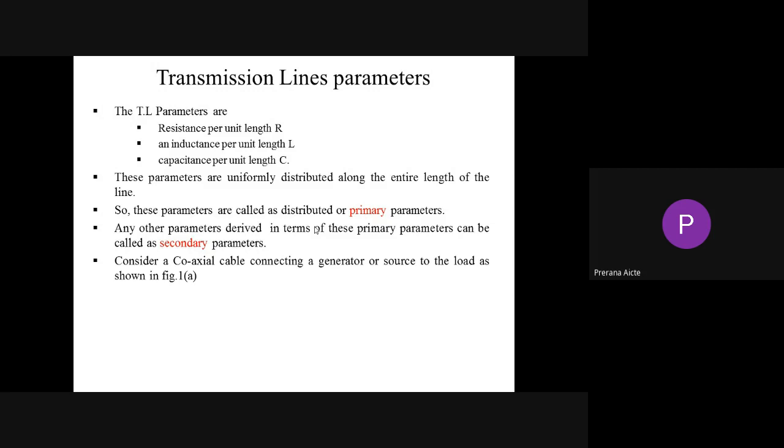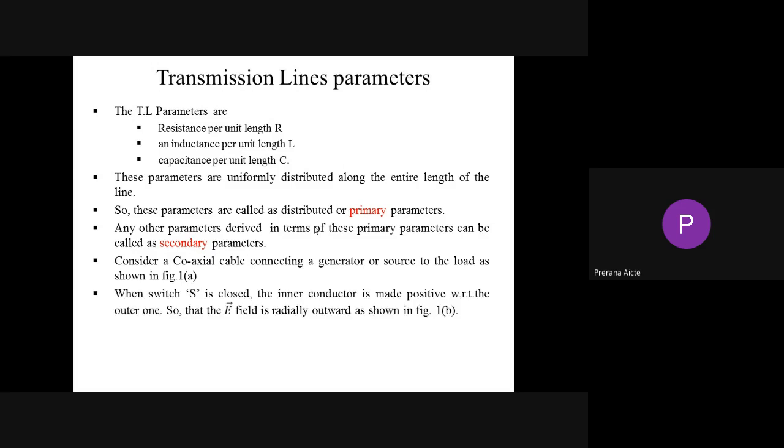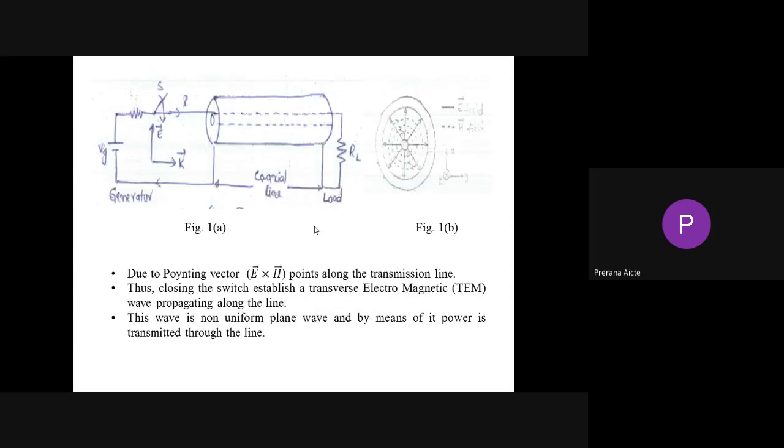Then consider a coaxial cable connecting a generator or source to the load, as we will see in the next slide. When switch S is closed, the inner conductor is made positive with respect to the outer one, so that the electric field is radially outward, as shown in figure 1b. According to Ampere's law, the H field is in circles. Here it is a transmission line of coaxial cable.